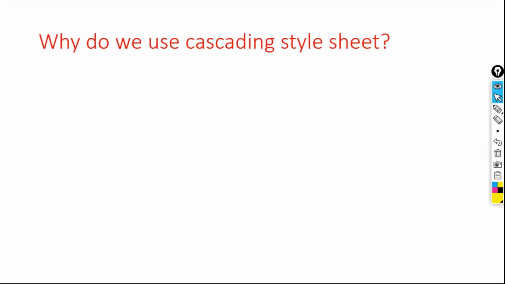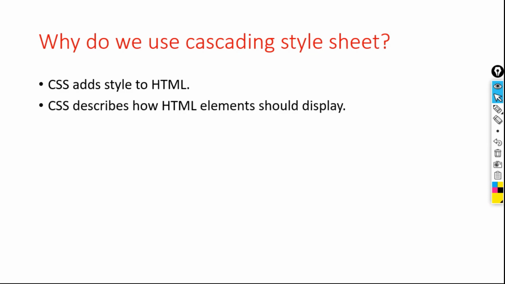Now why do we use cascading style sheet? CSS adds style to HTML. What does CSS do? CSS adds style to HTML. CSS describes how HTML elements should display. Okay. CSS adds style to HTML and CSS describes how HTML elements should display.